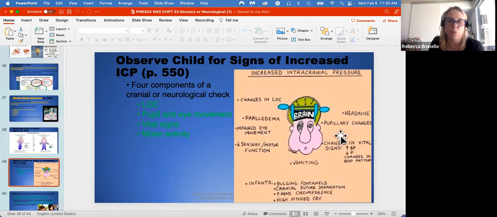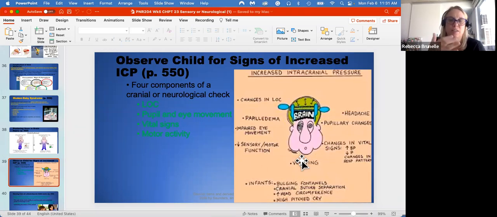One in isolation is not that concerning, but if you see the drop in the heart rate and an increase in the blood pressure and they're breathing really erratically, that's a very ominous sign that they're having problems with increased intracranial pressure. So you should recognize that.